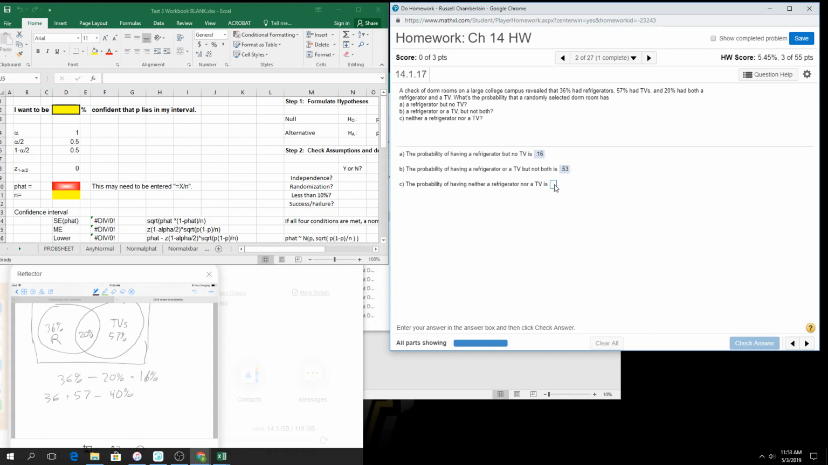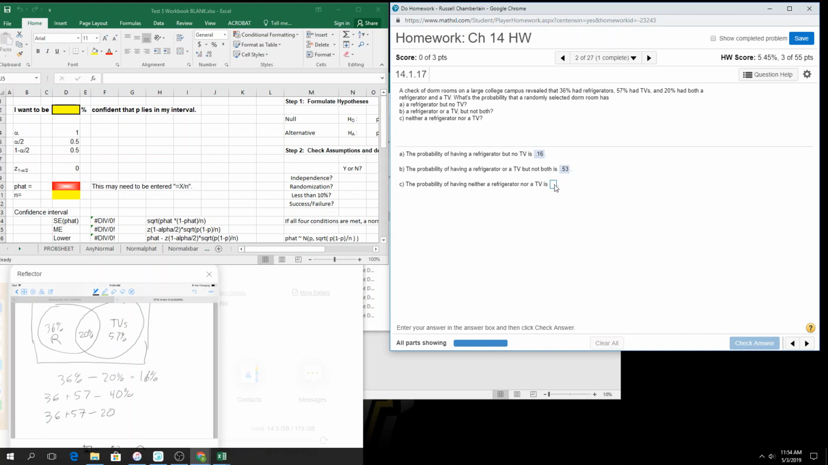Probability of having neither a refrigerator nor a TV. So this was "but not both," right? This is "neither nor." So we're not going to do the reflection of this. We're going to do the reflection of the "or" probability. So let me just recalculate here. 36 plus 57 minus 20.